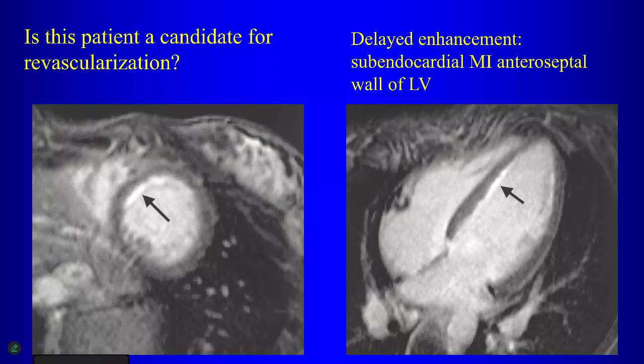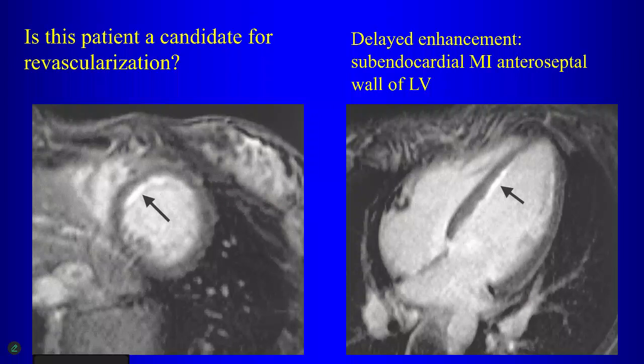So the idea is this patient has had an infarct, so the supply to this myocardium is compromised, okay? There is still some viable myocardium there, right? Because the delayed enhancement does not involve all of the myocardium in that region. So is this patient a candidate for a revascularization procedure? And who wants to talk about it?